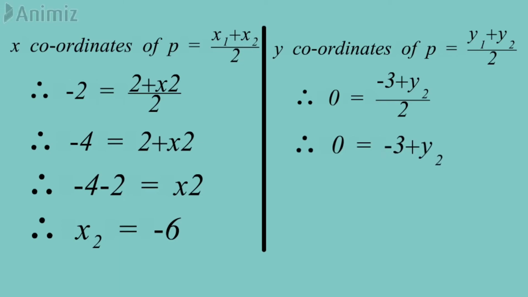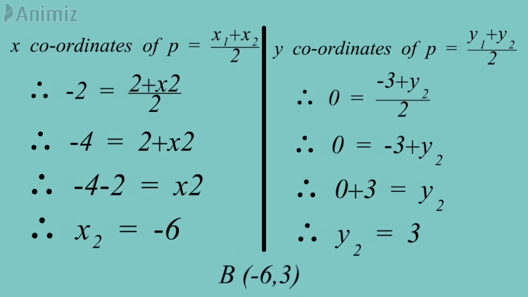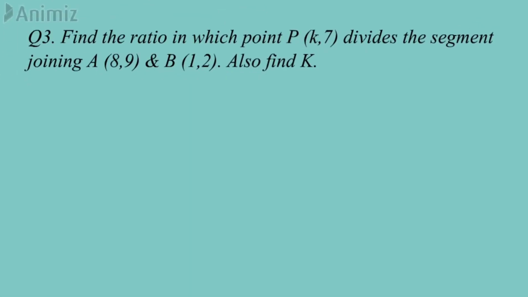Now transfer -3 towards the left hand side. You will get 0 plus 3 equal to y2. So your y2 will be 3. So what will be your coordinates of B? Minus 6 comma 3.